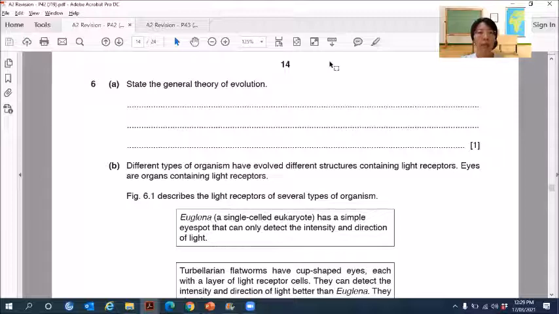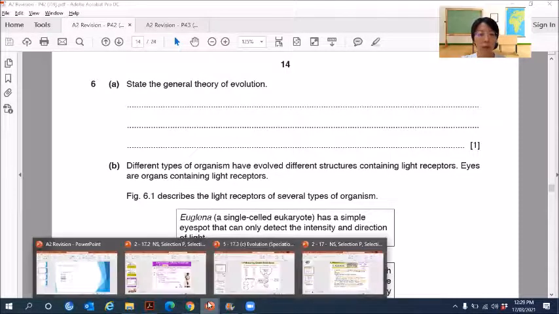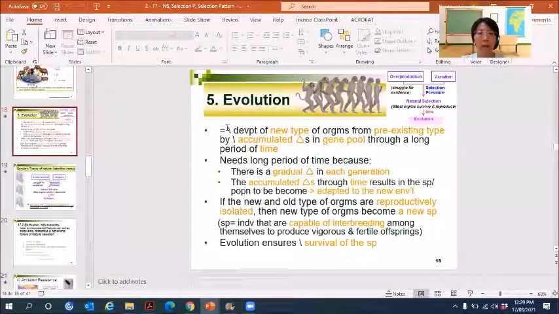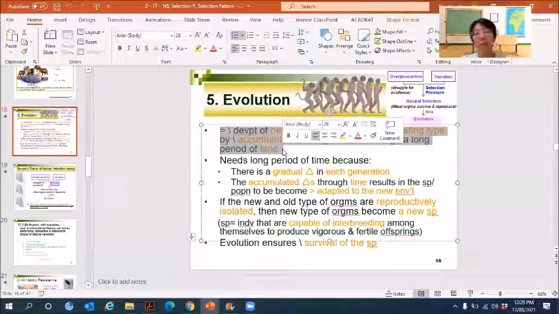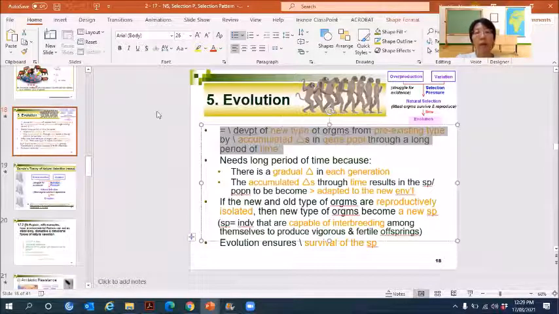State the general theory of evolution. Question 6. General theory of evolution. So you go back to your notes and what have you learned about evolution? Okay, so this is the definition that you learned about evolution. As long as you write this one, you score the mark.